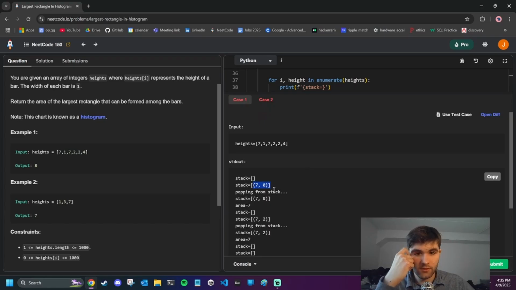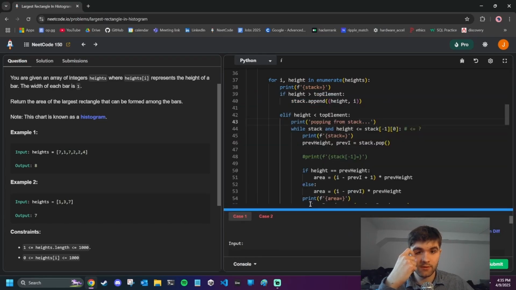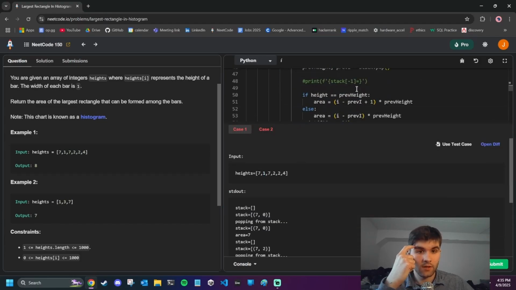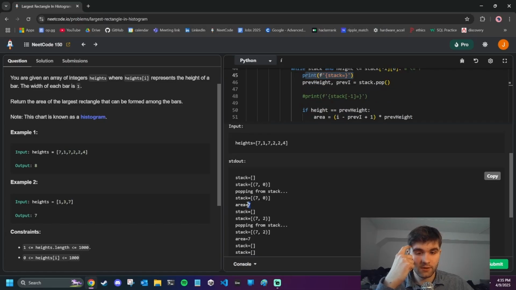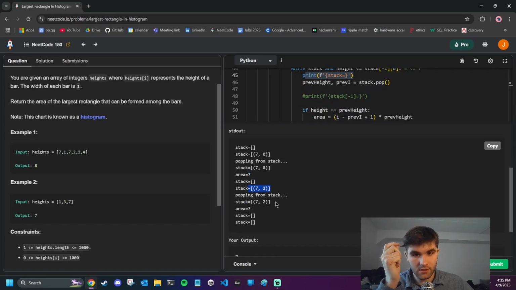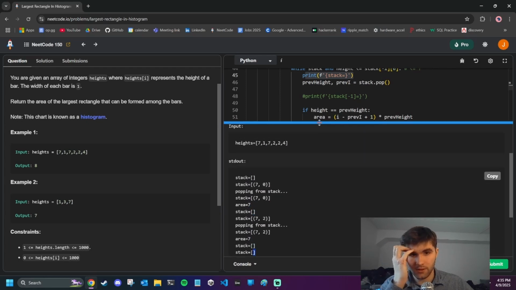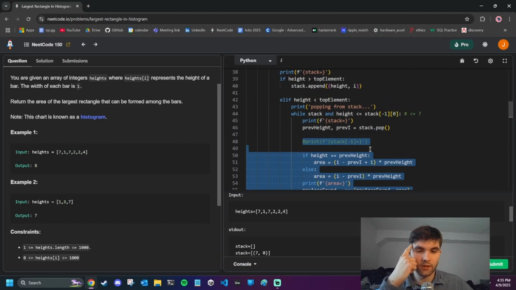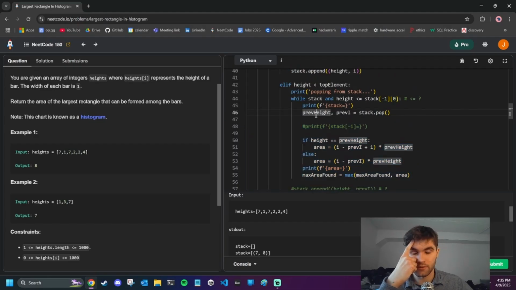Okay, so we add 7, 0, then we pop. We should pop 7, 0. Yeah, we do it here. And then the new stack, so area 7. Okay, then we add 7, we pop from the stack. Our stack is just empty. So why isn't it, so when we go to 2 to 2, that doesn't do anything. And then we add 4. Oh, I think we also have to do this whole popping routine when we're done also.